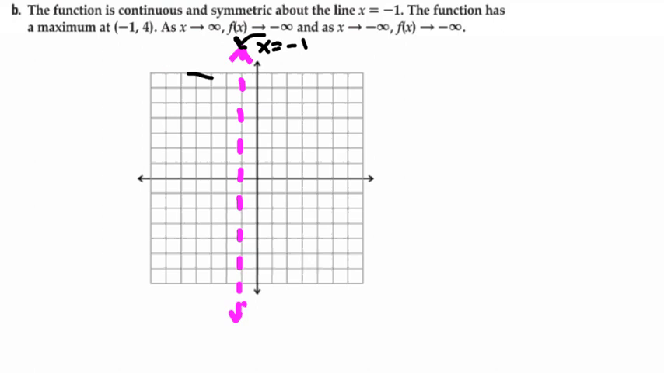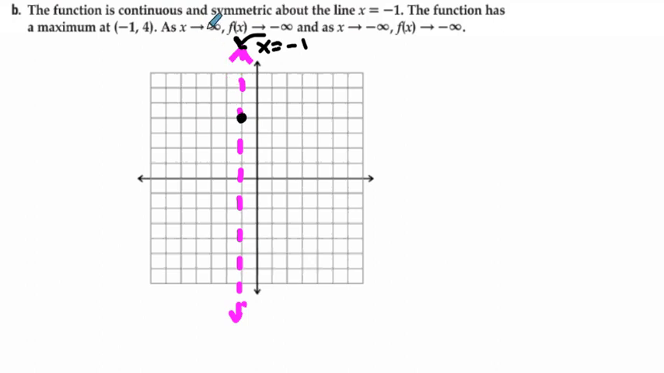All right, so next thing it says the function has a maximum at the point negative 1, 4. Now remember, maximum means that at negative 1, 4, that's the highest point of the function. So at this point right here, this is negative 1, we went over to the left 1, and then 4, we go up 1, 2, 3, 4. That means that that's the highest point in the function. Okay, now let's read what this says.